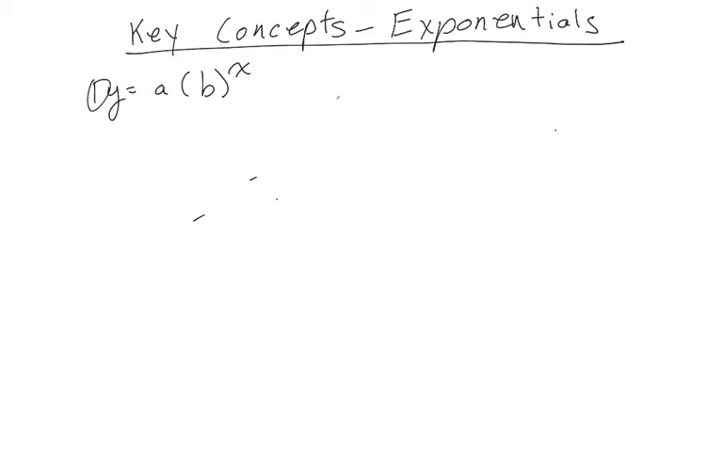Now, the key concepts that we're going to look at today. What I want you to remember is this. Anytime you're dealing with exponential equations, they're all based off this one equation: y is equal to a, b to the x. The a value represents the starting value, the starting amount. And then b represents the growth or decay value.